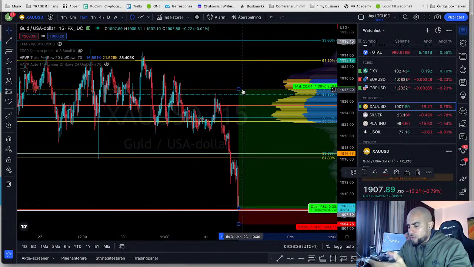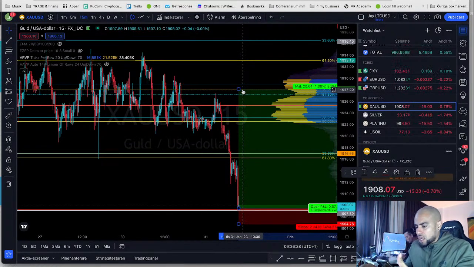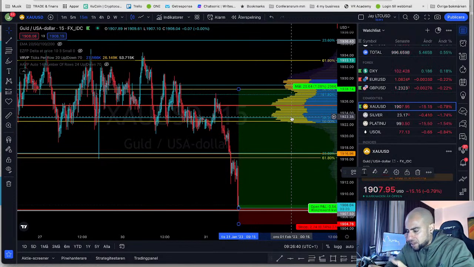Yeah, this market wants to reverse. We just gotta hope for the dollar not to do anything spectacular with us. It tends to do that sometimes, especially on days like this when you've got news coming up.